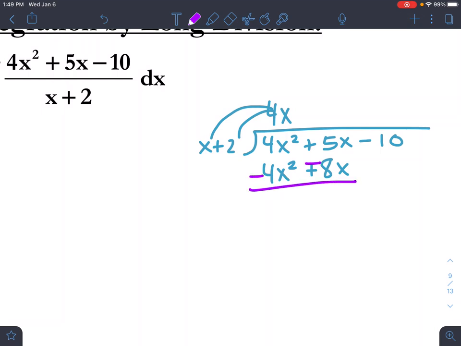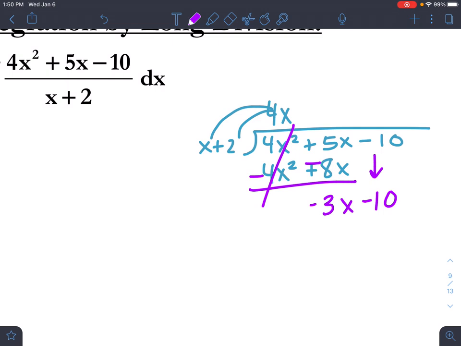So subtract, subtract. 4x squared minus 4x squared is 0x squared. 5x minus 8x is negative 3x. I bring down the negative 10. Okay. If this doesn't cancel, you did it wrong and start over. So you want it to be exactly the same.